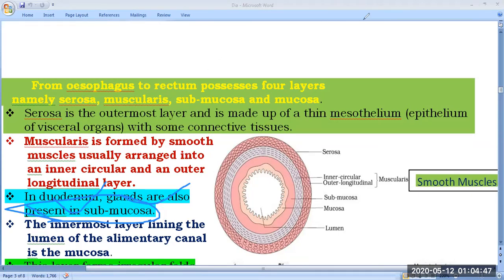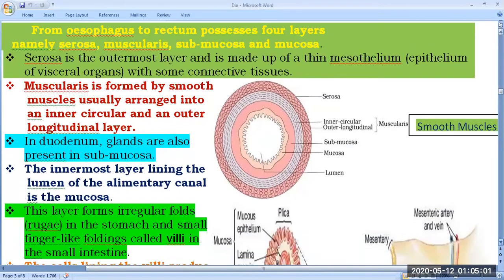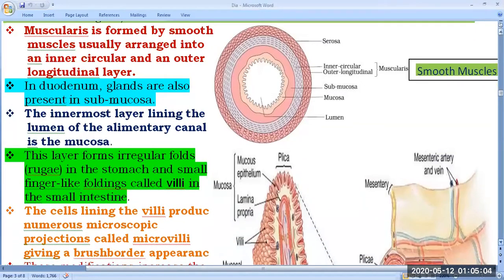And the innermost lining, as I had already told, is known as the mucosa. This innermost lining is what surrounds the lumen of the alimentary canal. So you can say mucosa generally forms the innermost layer lining of the lumen. Lumen means the cavity, you know very well. Clear? So the innermost lining is generally formed by the mucosa.